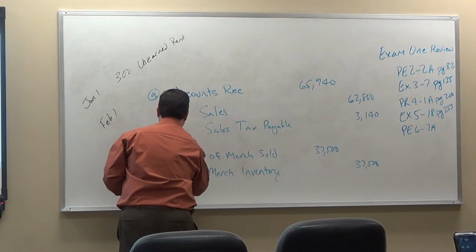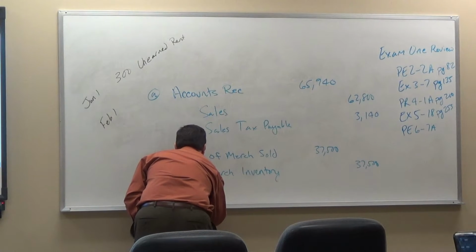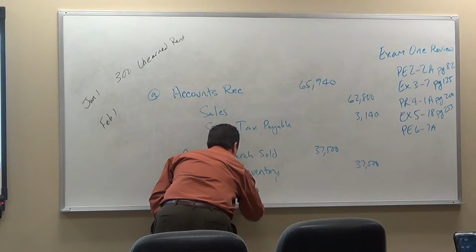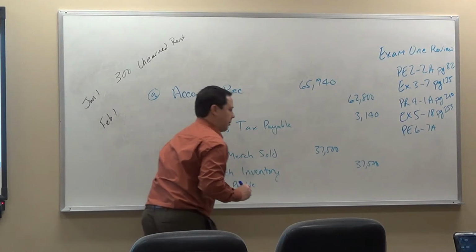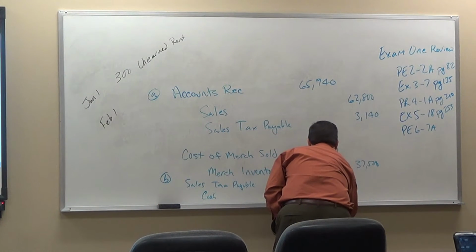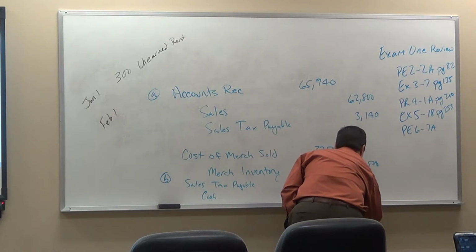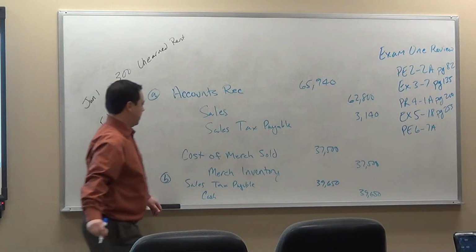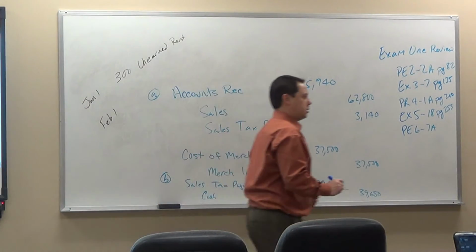These down here. So sales tax payable, and then we have cash. What was that? Just 39 something? 39,650. Okay, thank you. All right, so that's our transaction there. Questions?